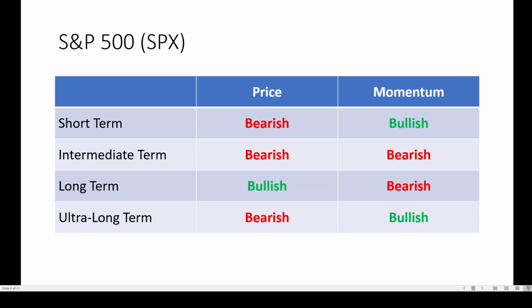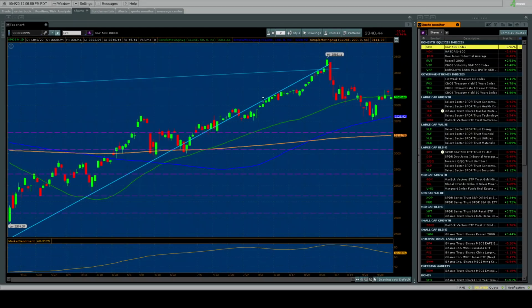So let's start with the S&P 500, and on the short term price is bearish, but momentum is now shifting to bullish. The intermediate terms are still bearish, long terms kind of a mixed bag, bullish and bearish, and ultra long term also mixed. Let's take a look at the charts on the S&P 500.